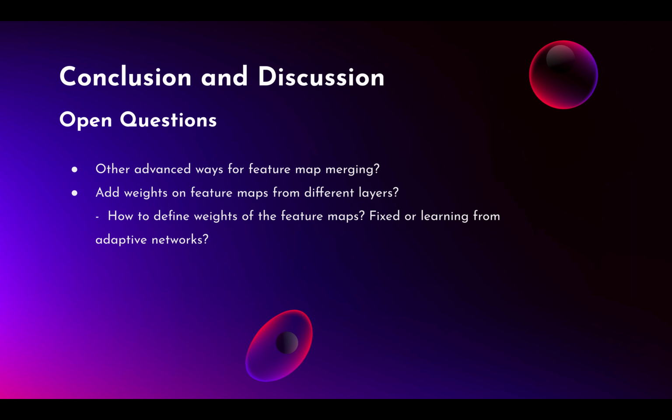Then, there are further open questions and ideas. First, simple addition or concatenation is used for merging the feature maps in shallower and deeper layers. Are there any other advanced ways for feature map merging that can further improve the performance? The second question is, is it possible to intelligently add weights on the feature maps in shallower and deeper layers to determine which part has the larger proportion? Following this question, how to determine the weights of the feature maps? Can we use fixed weights or learn them with adaptive networks?